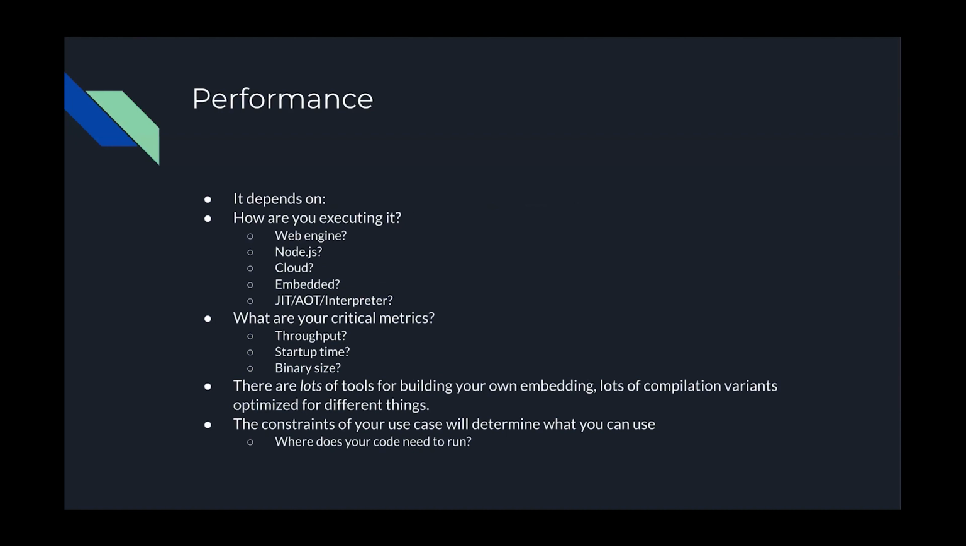It also depends on how you're going to execute this WebAssembly code once you've got it, right? Are you using a web engine or maybe Node.js? Are you running it in the cloud? Or do you have a tiny embedded device? What kind of engine are you using? Is it allowed to JIT, or can you compile your code ahead of time? Or are you running on iOS where you maybe can't do any of those things and maybe you need to run an interpreter? And of course, what do you mean when you say performance, right? Are you talking about throughput, startup time, binary size?